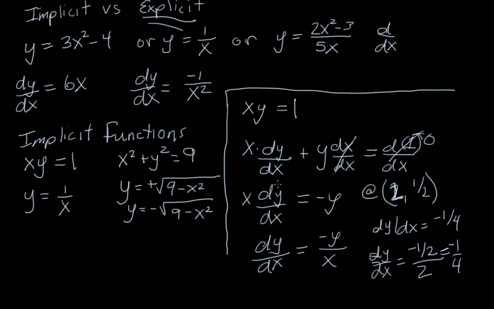Now, this one we could have solved for y and just done it explicitly. However, you're going to see more difficult ones like x squared plus y squared equals 9, where you just can't solve for the y as easily. And so we're going to use this implicit differentiation.